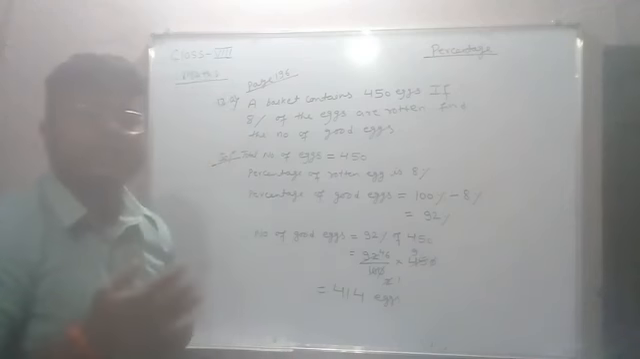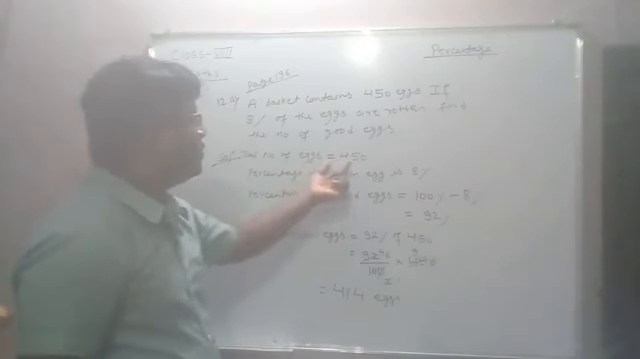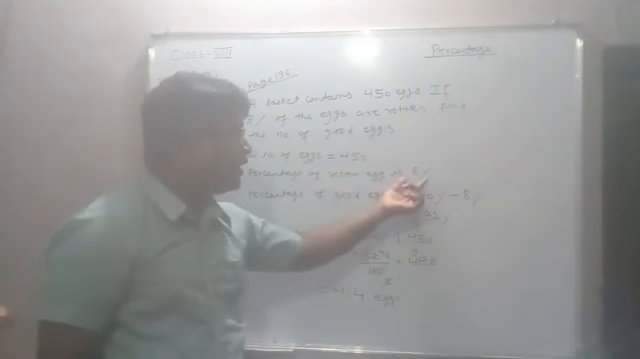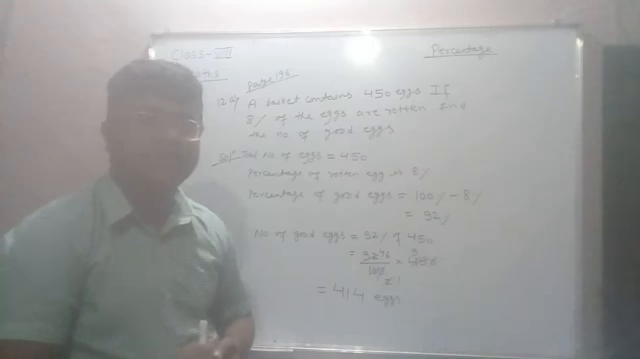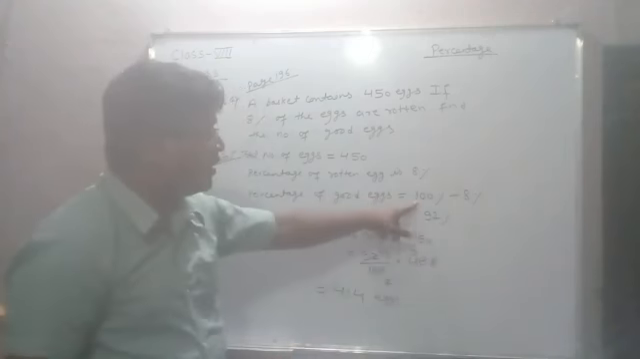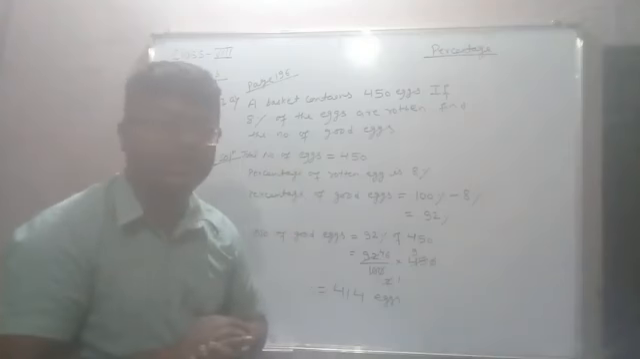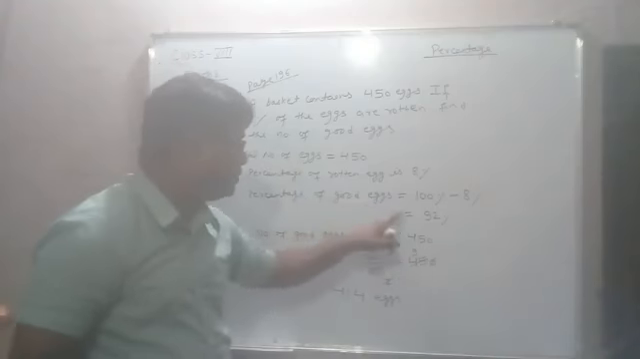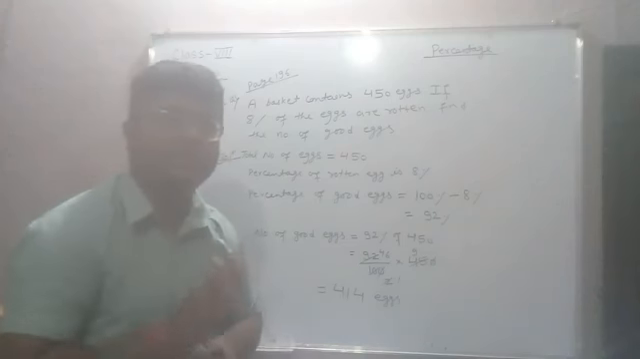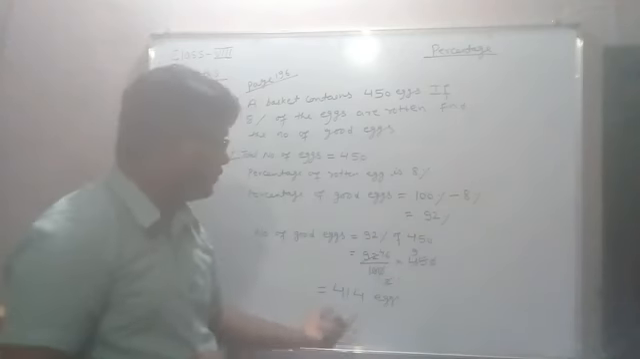This question you can do in another way also. I will explain it, please listen to me. The total number of eggs given to you is 450, and the percentage of rotten eggs is 8%. The percentage of good eggs we have calculated as 92%, which is 100% minus 8%, because in percentage the total is represented by 100%. So the number of good eggs is 92% of 450. We got the answer after solving it, 414 eggs.